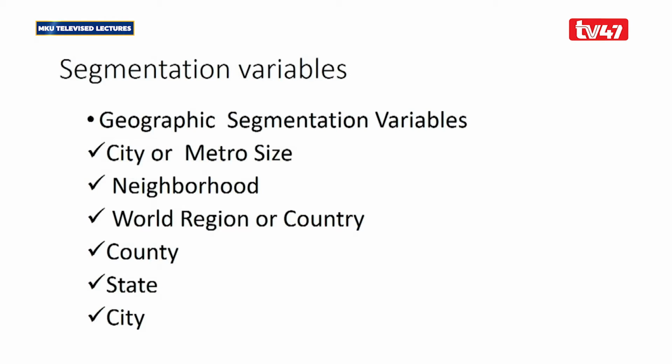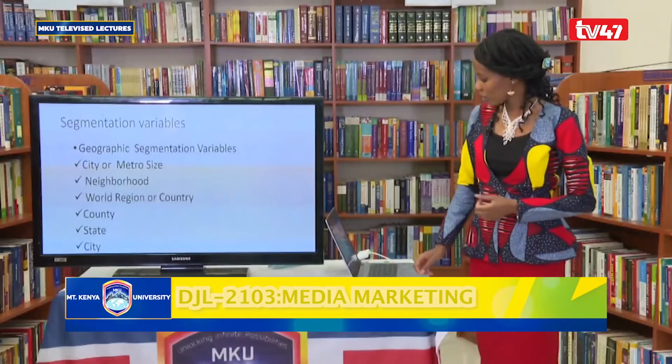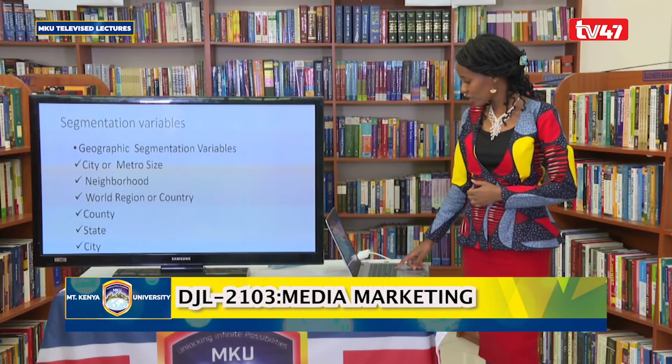There are also the counties. Nowadays we have counties. You may try to reach, segment, or divide your target market based on the county. Maybe you want to reach people in Mombasa County, Meru County, Machakos. These are counties. Also, you may reach people based on the state, and the state is like a country, and therefore you can reach people in a given state.